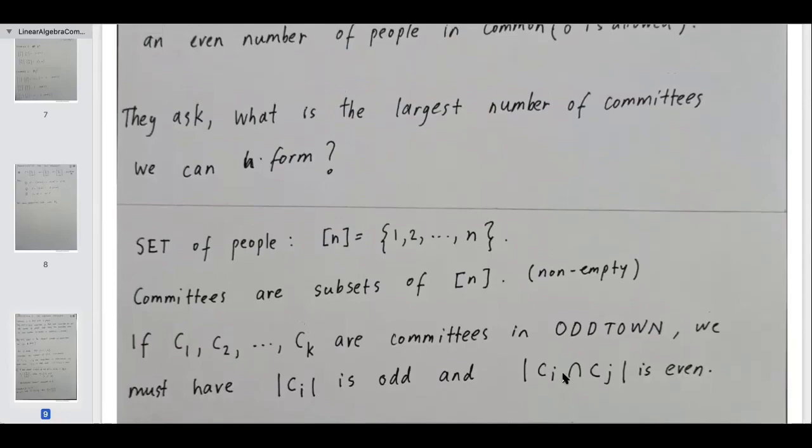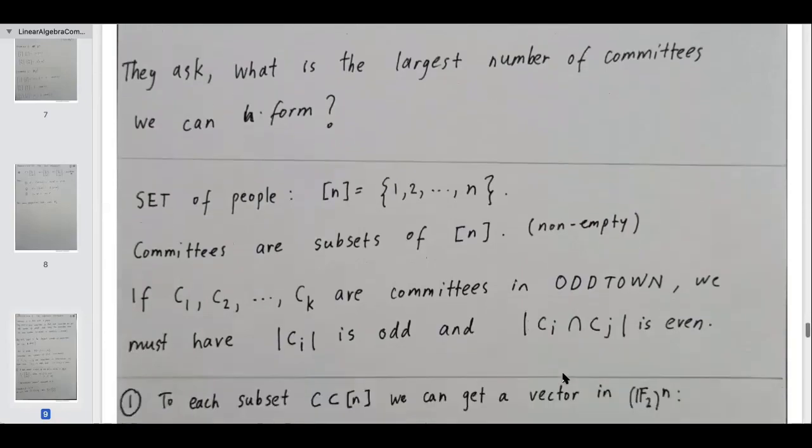And say something about, so what linear algebra will help us to do is to say that we can have at most some number of committees. Okay, so what is your guess, and how do you think we can use linear algebra to convert this combinatorics problem and obtain some kind of vectors and ultimately use linear independence?